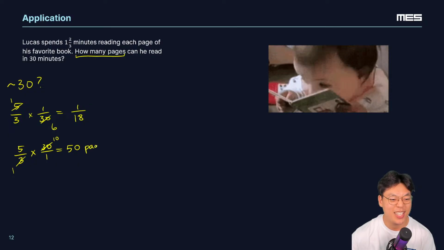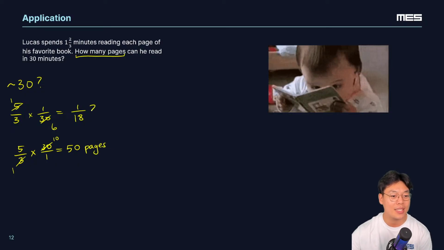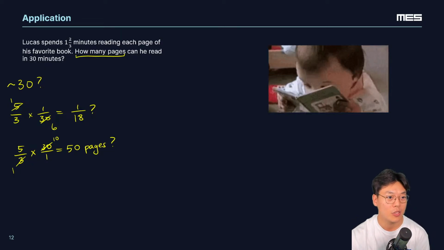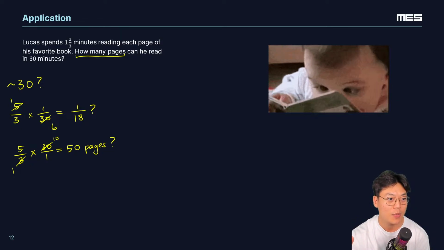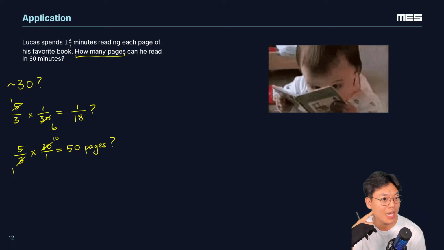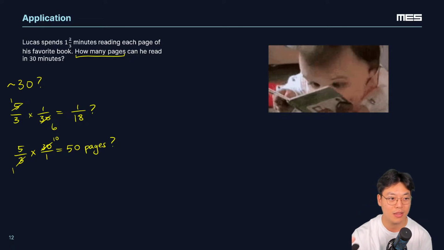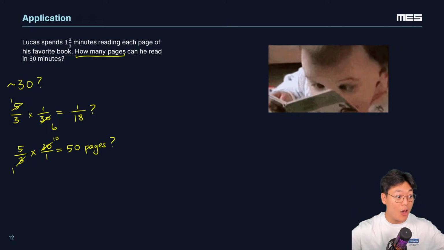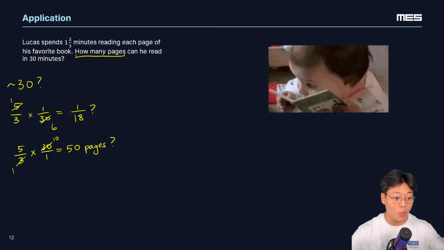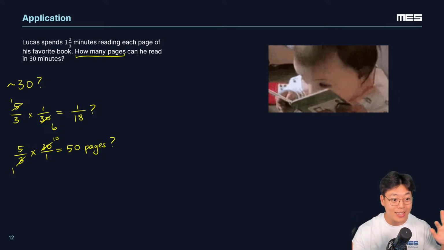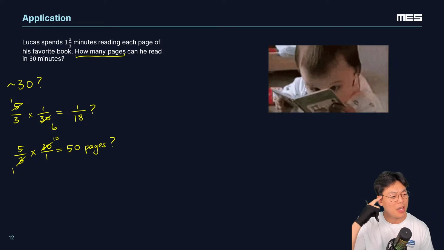So 50 pages. Now let's think about if that makes sense. If it takes more than a minute to read each page, and Lucas was given 30 minutes, does it make sense that he read 50 pages in 30 minutes? We're taking all the possibilities and eliminating the ways that this might not work. So let's think about it a little more.